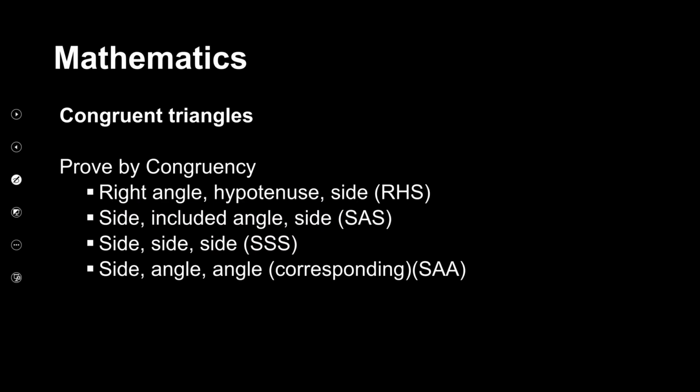What do I mean? If I prove by congruency, I will have a right angle in both the triangles. I will have a hypotenuse. I will also have a side. We call this RHS, right? I can prove this as one of the ways to talk about congruency. We also have what we call a side and an included angle and a side, right? And I can also use this to prove congruence.